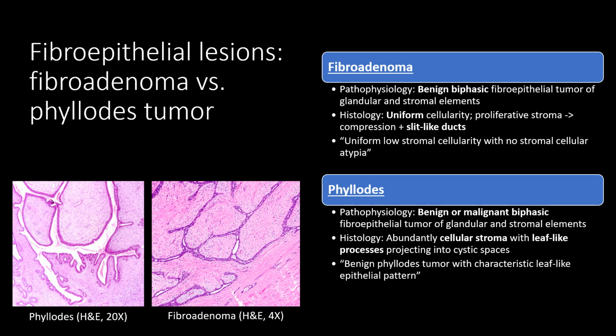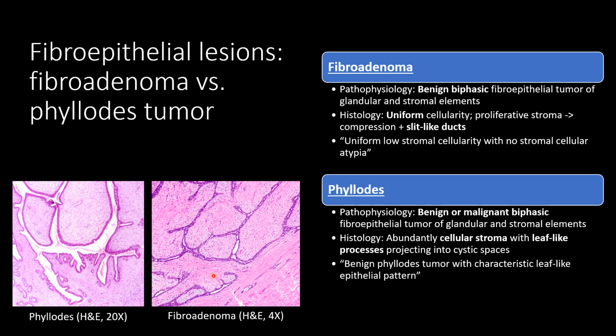So talking a little bit about fibroadenoma first, it's going to be a benign biphasic fibroepithelial tumor composed of glandular and stromal elements. Histologically speaking, you're going to have a more uniform cellularity, and there's going to be this proliferation of the stroma that you can kind of see demonstrated here that is going to form these slit-like ducts because of the proliferation of the stroma, which is compressing them. So this is a fibroadenoma here. We could describe this as a uniformly low stromal cellularity with no stromal cellular atypia.